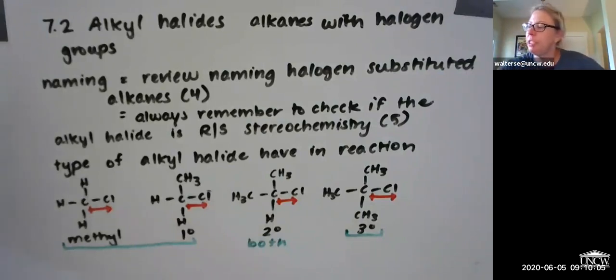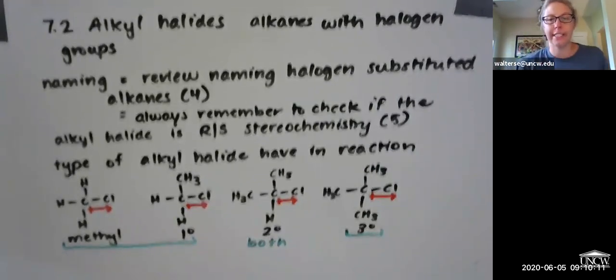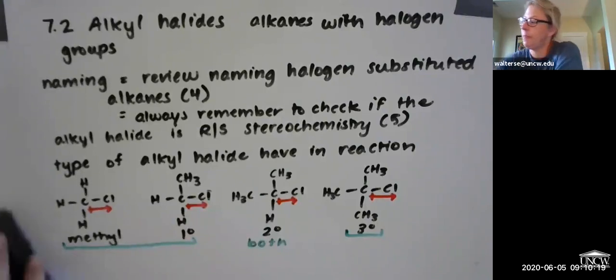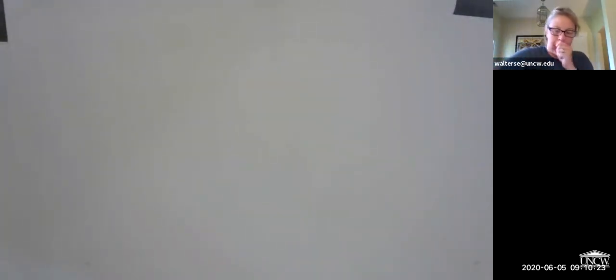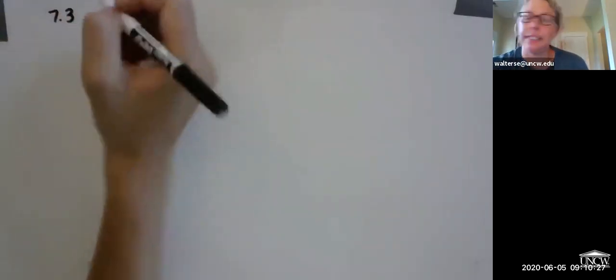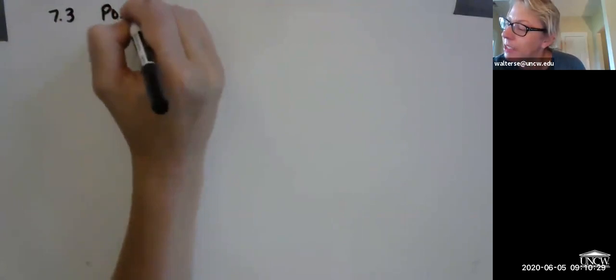So are there questions about some of this basic structural stuff before we start talking about the two mechanisms and how to distinguish them? Okay. So 7.3 is the possible mechanisms.